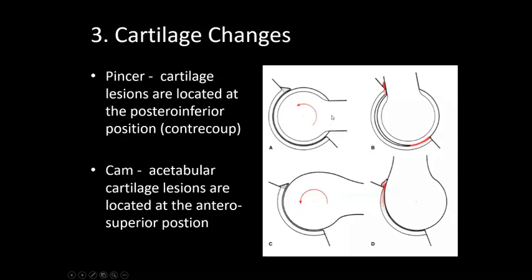The cartilage changes in patients with FAI can be quite specific. In patients with pincer, because the impingement happens here, because of the acetabular overcoverage, the femoral head subluxes posteriorly. And when the femoral head subluxes posteriorly, it causes cartilage degeneration posterior-inferiorly. But in patients with cam, the bony bump itself causes damage in the cartilage at the anterosuperior aspect, which is the area of contact between the bony bump and the labrum.